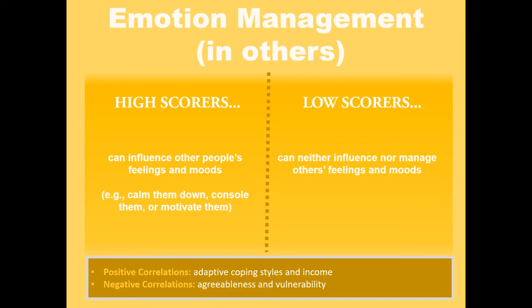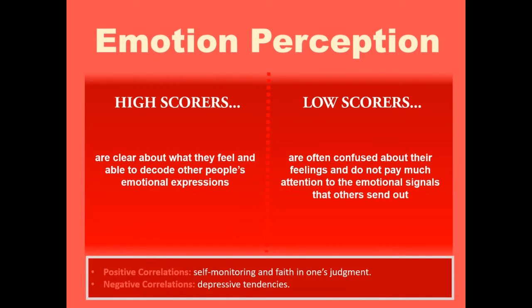Emotion perception concerns your capacity to understand your own and other people's emotions. This slide shows some correlates and characteristics of high and low emotion perception scores. Like all trait emotional intelligence facets, both high and low scores on emotion perception have advantages as well as disadvantages. For example, individuals who score high on emotion perception may have an excessive preoccupation with feelings and moods.